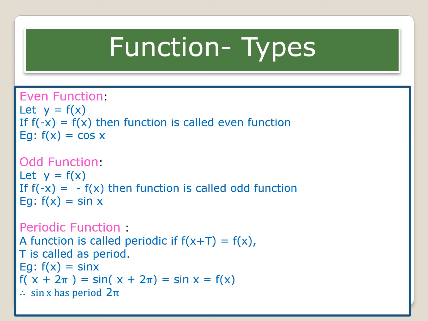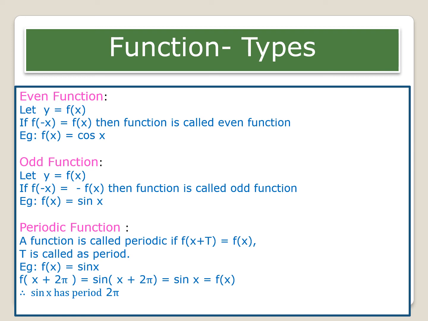Now an important type, even function. Let y be a function of x. If f of minus x is the same as f of x, then the function is called an even function. For example, f of x is equal to cos x, or f of x is equal to x square.